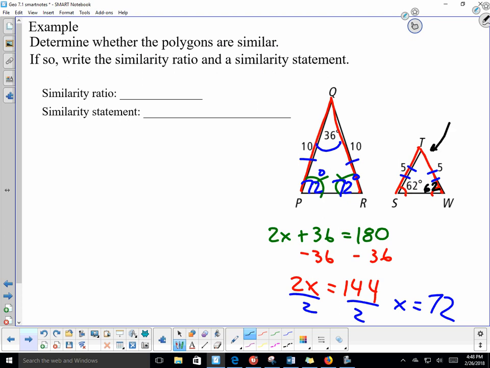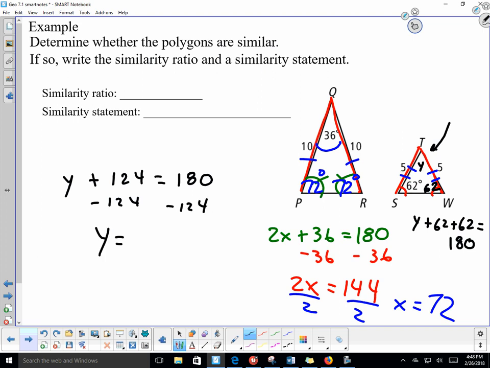And we could actually find this top angle, angle T, as well. I'll call that y. So y plus 62 plus 62 has to equal 180. So that's y plus 124 equals 180. And if I subtract the 124 from both sides, I get y equals 56. So though angles are not congruent, 36 is not congruent to 56, 62 is not congruent to 72, and so on.